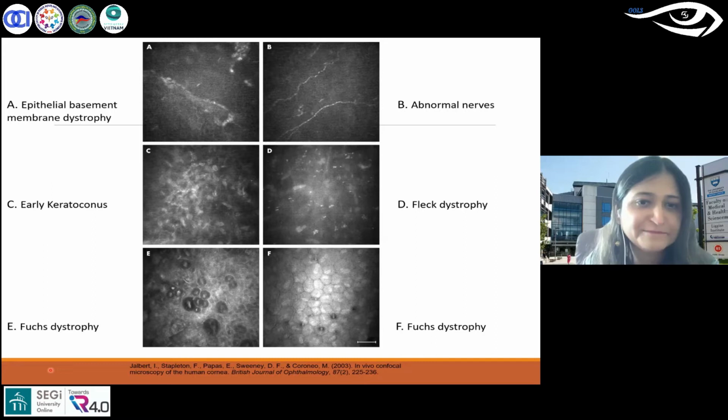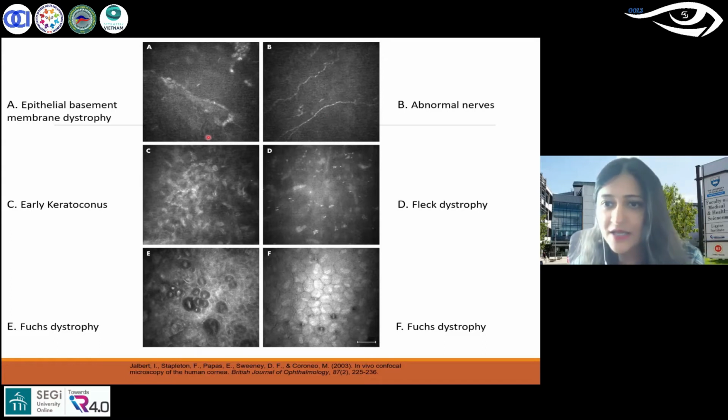So in A, we've got epithelial basement membrane dystrophy, as the name suggests. It's epithelial dystrophy. You can see it's hard to see the epithelial layers there. You can see a sharp edge abnormality, and in B, abnormal nerves. You can clearly see that they're much reduced in numbers, and also they're quite tortuous.